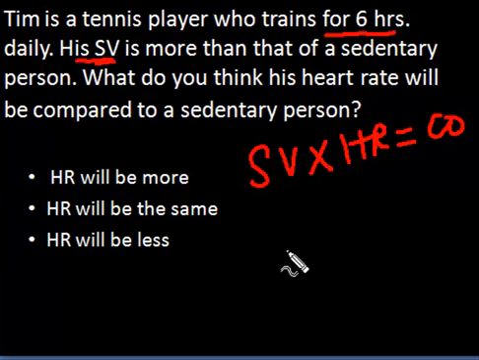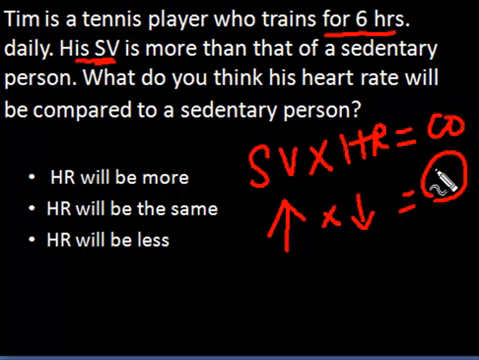So if someone's stroke volume is more, to maintain the cardiac output, then their heart rate will be lower. So if this is low, this becomes high, and that maintains this cardiac output. And that is what happens in athletes. Athletes have a lower heart rate. So this is the right answer.